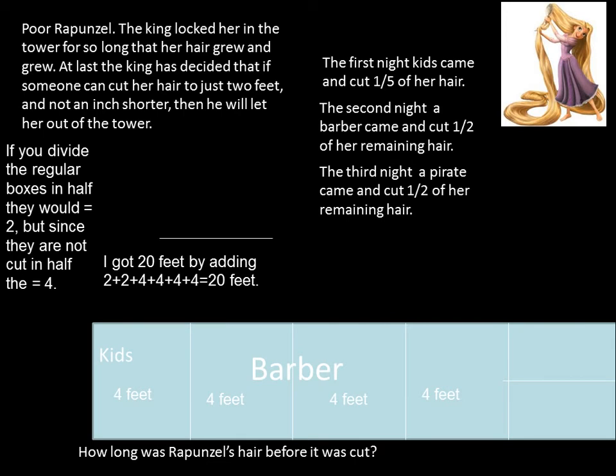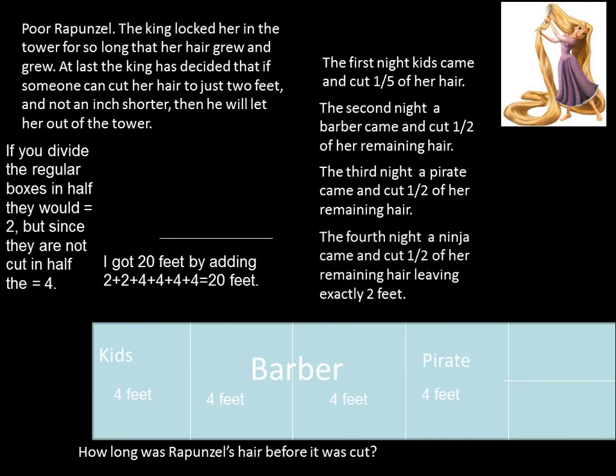And the third night a pirate came and cut 1/2 of the remaining hair. The fourth night a ninja came in and cut 1/2 of the remaining hair, leaving exactly 2 feet. So then that'd also be 2, and that's 2 feet. Well, we changed it. This one was the first one, and then we changed the next one to the third. The answer is 20 feet.